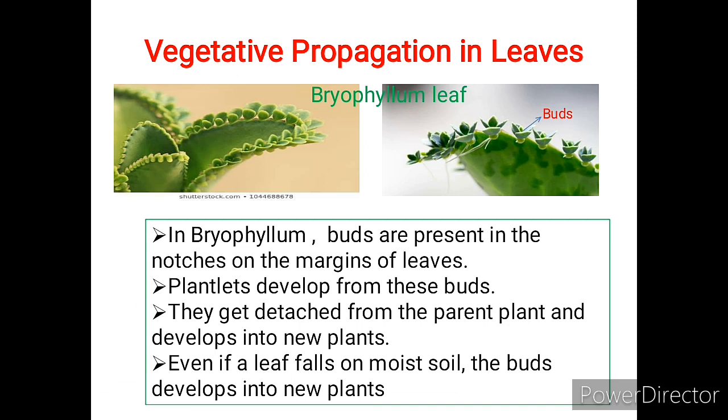So in this picture you can see that in Bryophyllum, buds are present in the notches on the margin of leaves, and plantlets develop from the buds. They get detached from the parent plant and develop into new plants. Even if a leaf falls on moist soil, the buds develop into new plantlets. So this is all about vegetative propagation in leaves.